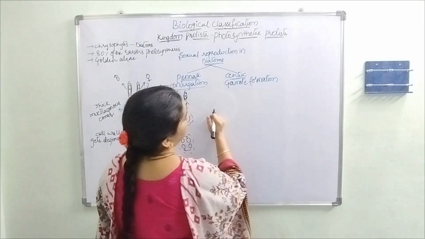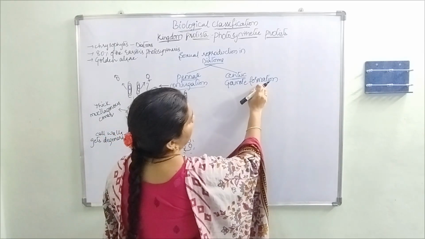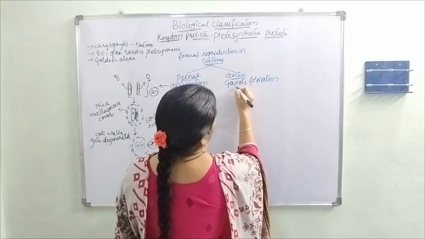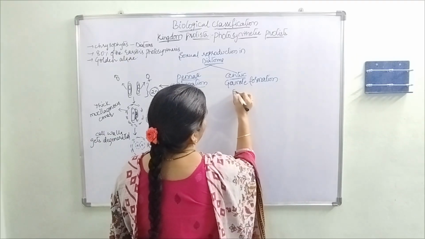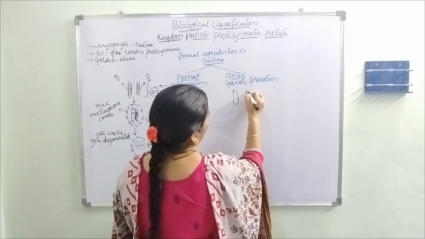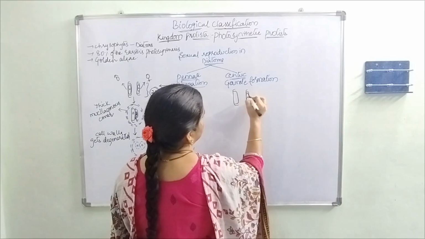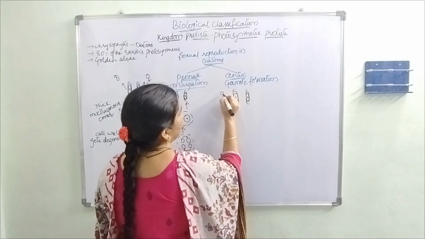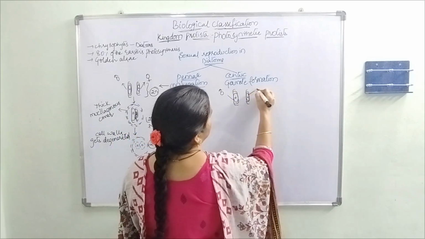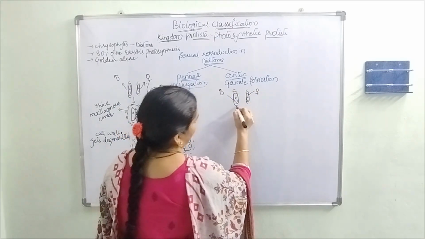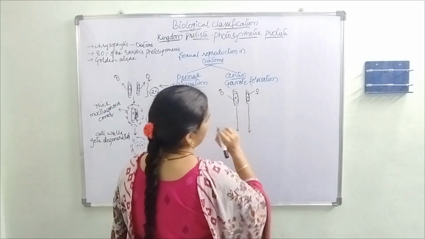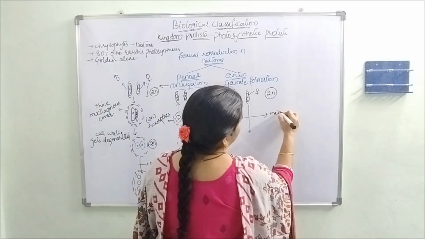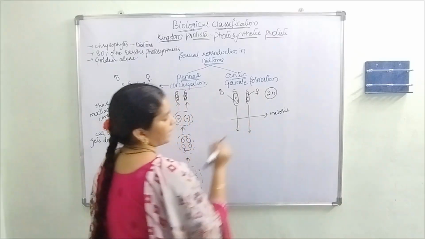And in centric diatoms, sexual reproduction occurs in the form of gamete formation. So now let us take one bigger and one smaller cell. This is the cytoplasmic content with nucleus, and let us say this is the male and this is the female cell. Both of these cells are in diploid condition and they undergo meiosis and form gametes.